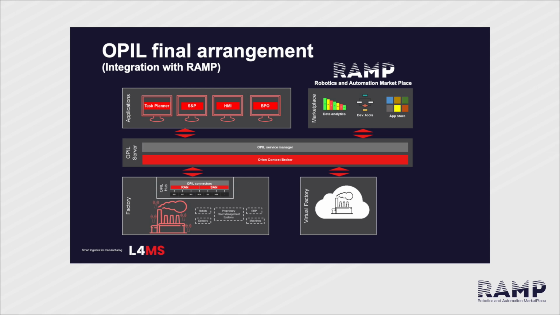Here we can see a visual arrangement of the library, formerly known also as OPIL. The heart of OPIL is, as has been said before, the OPIL server, which communicates with all the application modules such as Task Planner, Sensing and Perception, HMI, BPO, and so on. The OPIL server is in control of both the real and the virtual factory, and the whole system is embedded in RAMP, the Robotics and Automation Marketplace, where all other tools such as data analytics, graphic representation tools, and other applications are also developed and can be available.